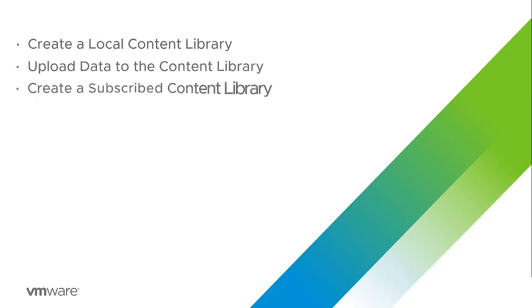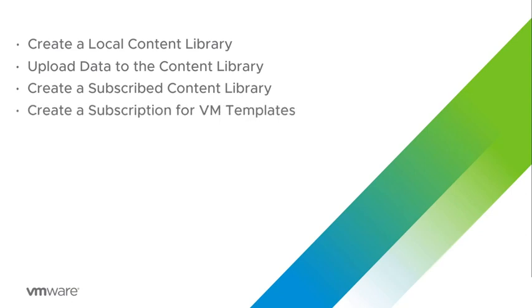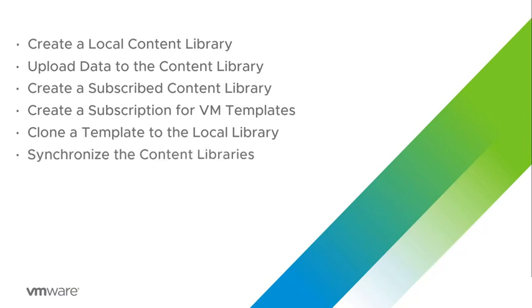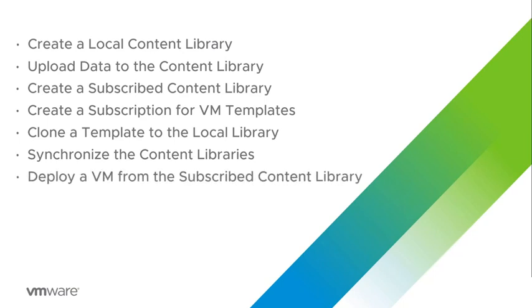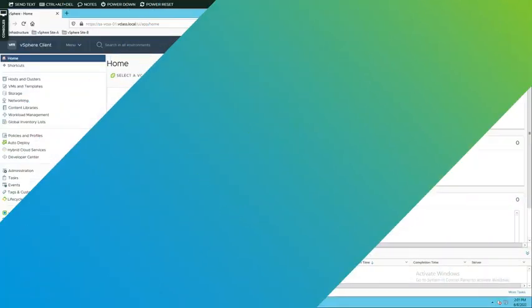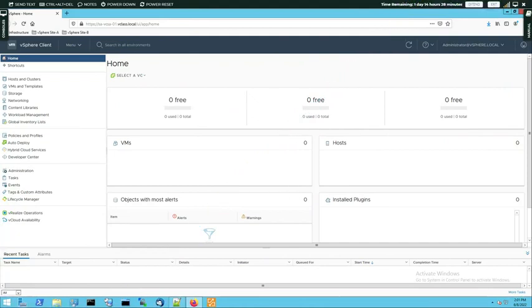Then we will create a subscribed content library and a subscription for VM templates. After that, we are going to clone a template to the local library. And finally, we are going to synchronize the content libraries and deploy a VM from a subscribed library. I'm sure I provided you enough good reasons to watch the following video on creating content libraries, so let's get started. Our first task in this lab is going to be a creation of a local content library.